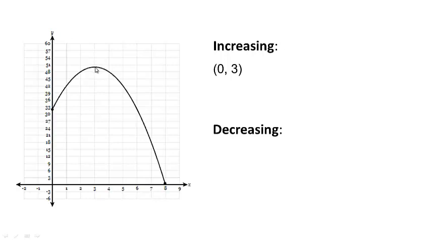And from this value, that's 3, down here to this value, that's 8. So 3 to 8 is decreasing. And those are like writing down the domains of the little chunks of the graph. This is what it will look like on Delta Math.